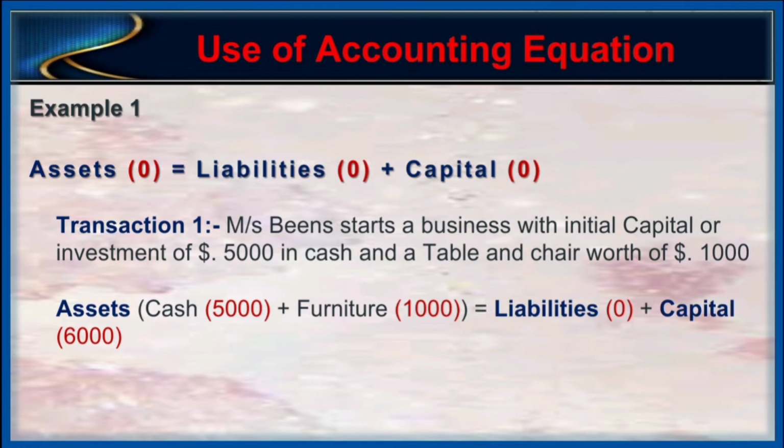Use of accounting equation. Example 1. Mr. Bean starts a business. Here his assets are 0, liabilities are 0, and capital is 0. Transaction 1 occurs when Mr. Bean starts a business with initial capital or investment of $5,000 in cash and a table and chair worth $1,000. So the change in the equation will arise as assets is equal to cash 5,000 plus furniture 1,000 is equal to liabilities 0 plus capital 6,000.